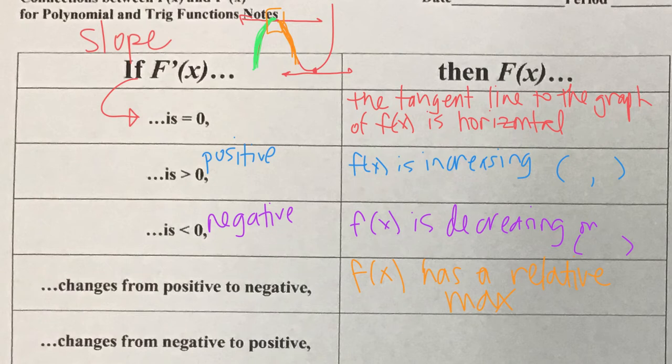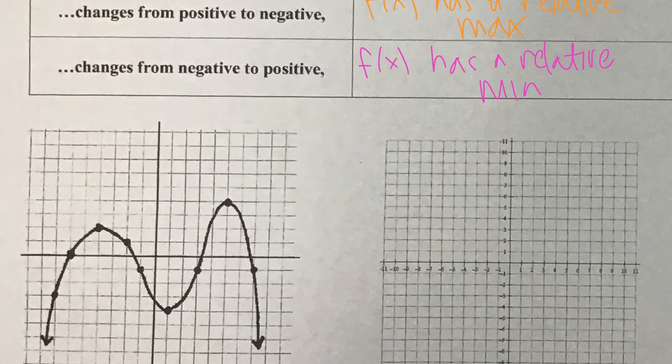And the other way, if the slope goes from negative to positive, we have reached a minimum. That means f of x has a relative minimum at that point. So we are interpreting our graphs of f and f prime to see what is happening with the relation. If we're looking at f prime, what is happening with f? And if we're looking at f, what is happening with f prime? Are we able to find these potential values? Let's use that information in our graph here.